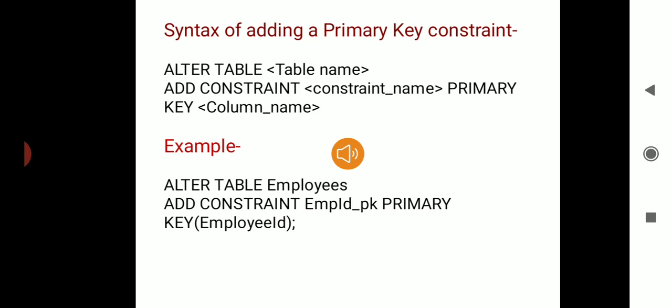Next, see the example for a better understanding. Alter table employees. Here employees is the table name. Then add constraint empid underscore pk. Here empid underscore pk is the primary key constraint. Then primary key within bracket employee id. Here employee id is the column on which the primary key is imposed.